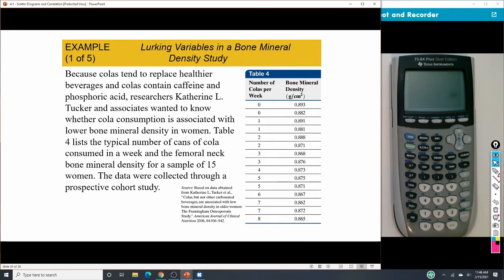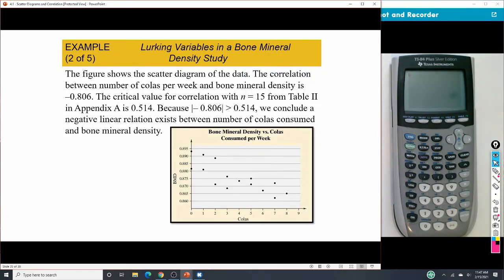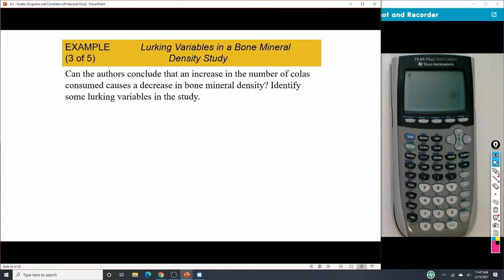All right, so here is another example. It says colas tend to replace healthier beverages, and they contain caffeine, phosphoric acid, and so forth, okay? And they want to know if there is an association between cola consumption and lower bone density in women. All right, and so they collected this data, number of colas per week, and the bone mineral density. And so here it looks as if there is a negative linear relation based on the information, okay?